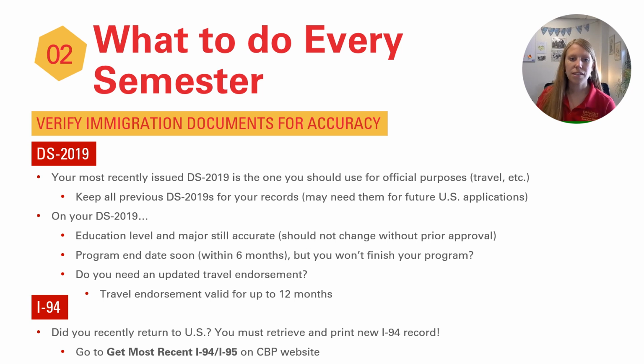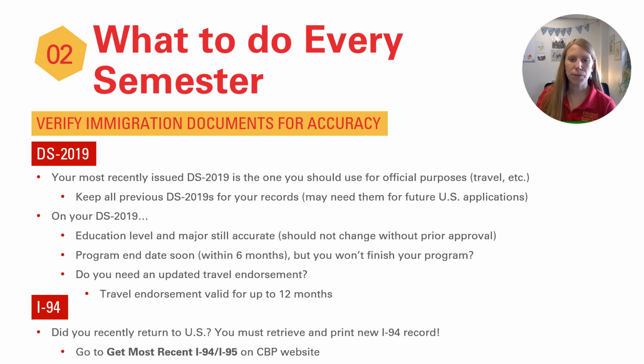You may need these previous DS 2019s for future U.S. applications. Some items to verify on your DS 2019 include making sure that your education level and major listed are still accurate. You'll also want to check your program end date. If your program end date is within 6 months of the date you checked, but you will still need more time, you will need to request an extension. The last item to verify on your DS 2019 is the travel endorsement. This is most important if you have plans to travel outside of the U.S. Travel signatures are valid for up to 12 months while you are an enrolled student.